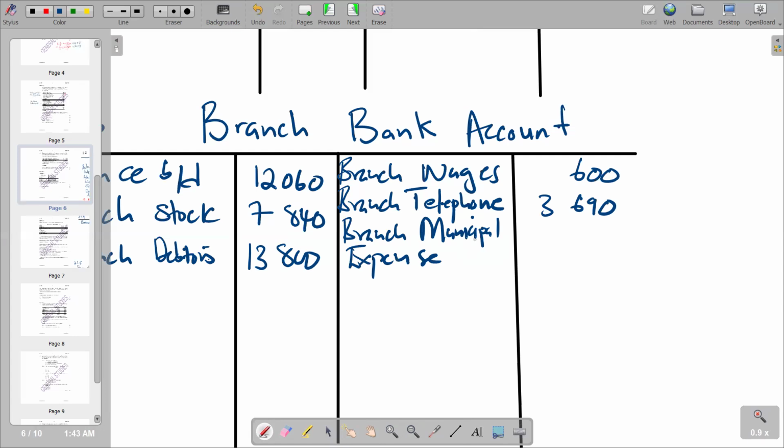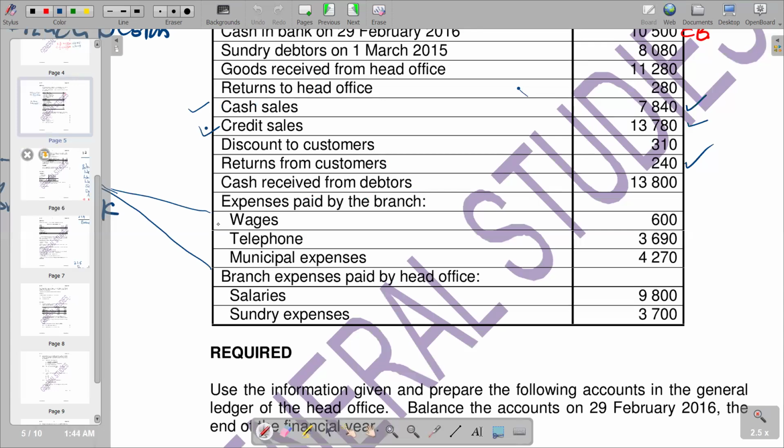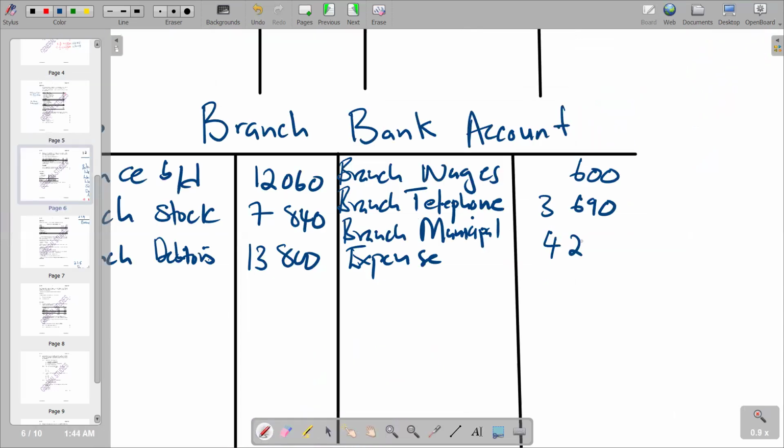Branch municipal expense, we can just try to cross check. Branch municipal expense is 4,270. So this is what we have.